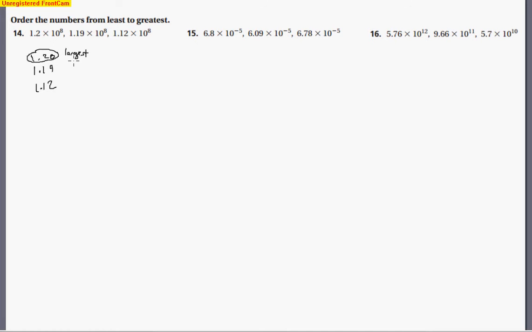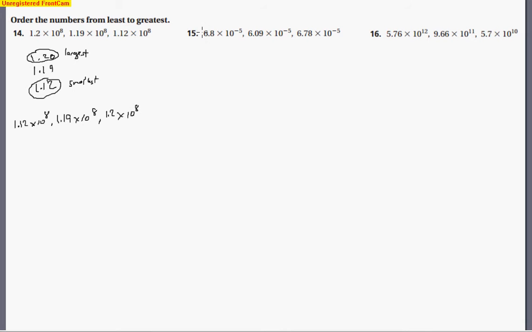Then I'm looking at the hundredths place to compare these two numbers. And so when I look at this, I see this one is the smallest one. It's the smallest because 2 is smaller than 9. So when I write the value out, I'd write down the 1 and 12 hundredths times 10 to the 8th is the smallest one, that's the least, and then the 1 and 19 hundredths times 10 to the 8th, and then the 1 and 2 tenths times 10 to the 8th.